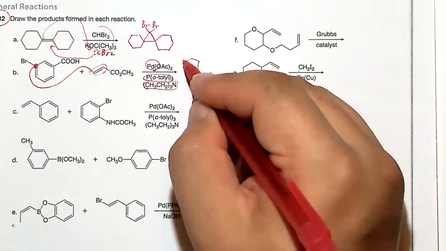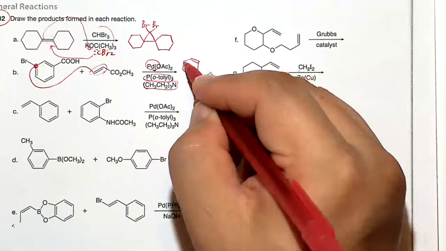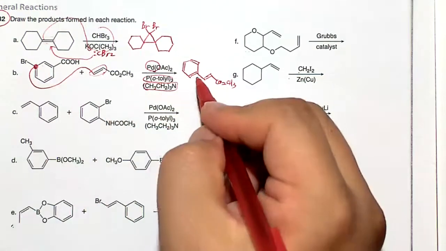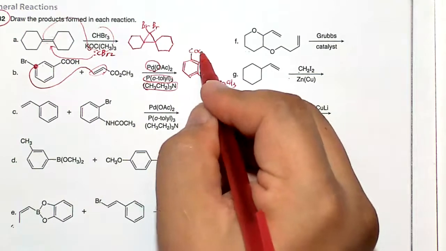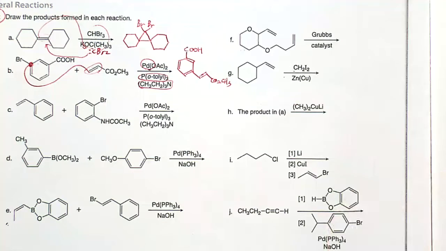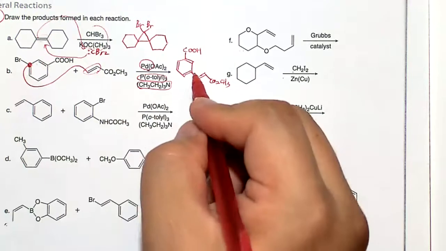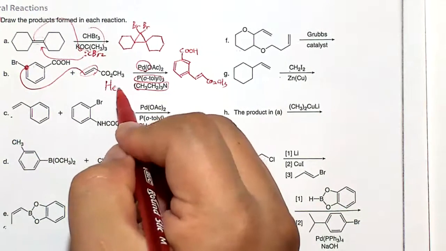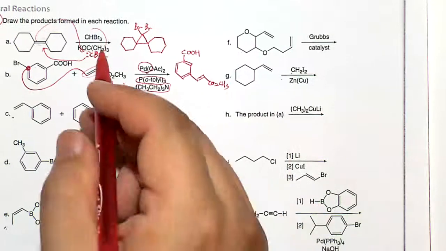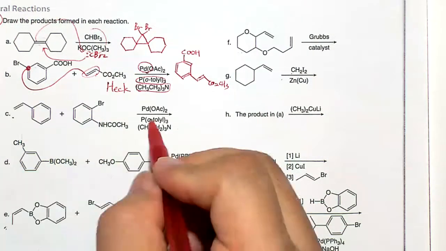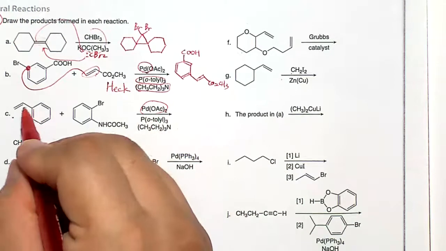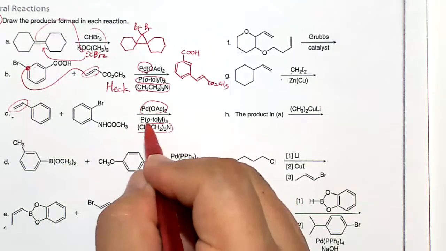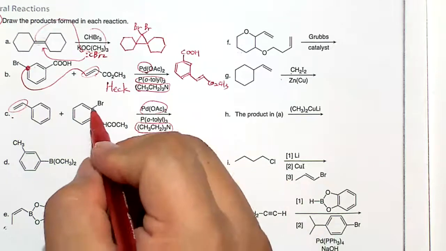So benzene ring will be added, and the bromine to this acid is meta, so you have meta position, there's acid. That's this carbon. C, so this is Heck reaction. The first one is carbene. C, that's palladium, double bond, ligand, a lot of things. Base, this is Heck reaction.